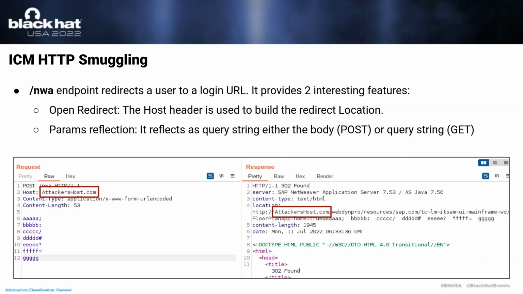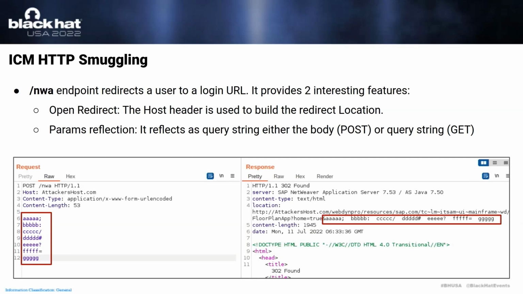Of course, this is not actually a vulnerability. This is a feature, because in some normal cases, we are not going to be able to modify this in a victim. And also, the other important feature is that we will be able to reflect parameters. We will be able to reflect anything we place in the body of a POST request, and the query string of a GET request, in the query string of the redirect URL. Okay, as you can see, the line breaks will be replaced with spaces.